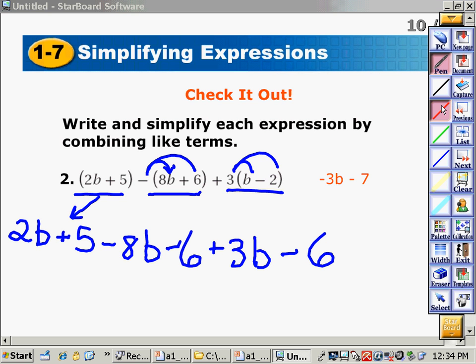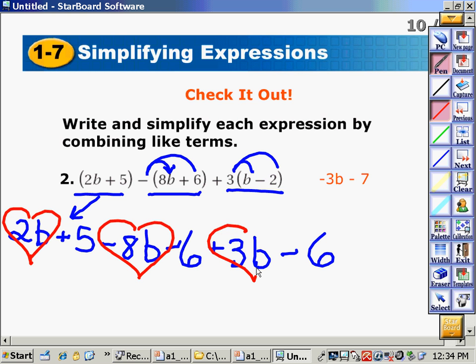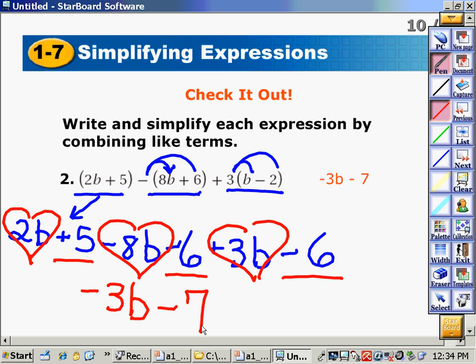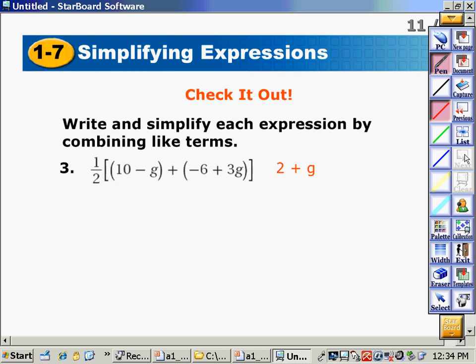Okay, now I'm going to put this in simplest form. I have a 2b, a -8b, that's -6b, plus 3, which is -3b. The constants I have are a +5, a -6, and another -6, which adds up to a -7. Final answer. Last one. Let's see how you do with this one.